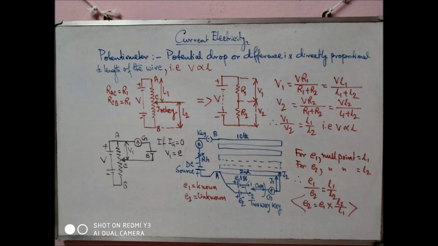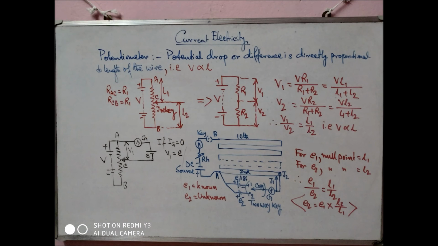Now suppose at first E1 is connected to the circuit by connecting the common point to 1. Then we get the null point when the jockey is at position J1, and that null point is L1. See, I have written for E1 null point L1. Then we connect the common point to 2 when E2 is in the circuit. Then the jockey is at position J2, and the null point is at L2.